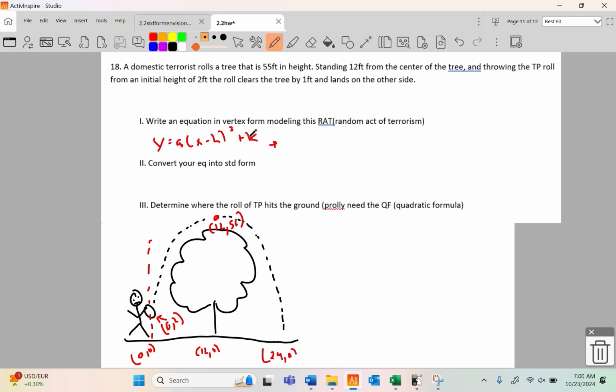And I can do a little substitution here. Y is a, here's my vertex at 12, 56, so x minus 12, quantity squared plus 56. Now I need to figure out what a is. I can do that by plugging in a point, and I have a really, really good point here. That point gives me an x and a y, so I'm just going to plug in. So y is 2 when x is 0.